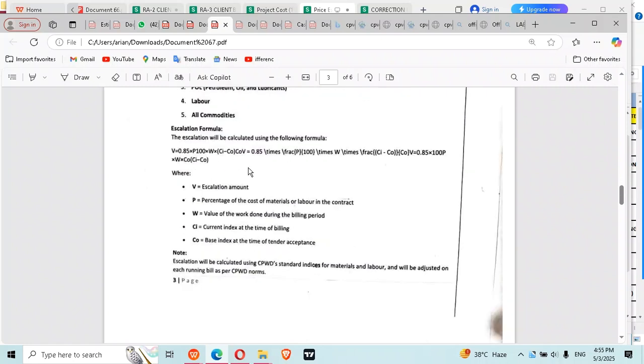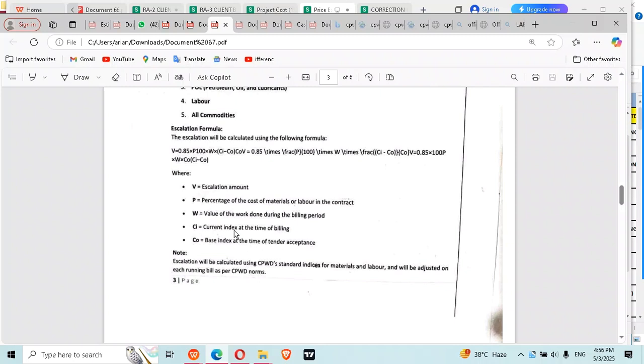Okay, this is the formula. It is a little bit difficult, but I am coming to it. Just understand what these letters mean. V is the escalation amount, P is the percentage of the cost of materials or labor, W is the value of the total work done during the billing period, and C is the current index at the time of billing, and C0 is the base index at the time of tender acceptance.